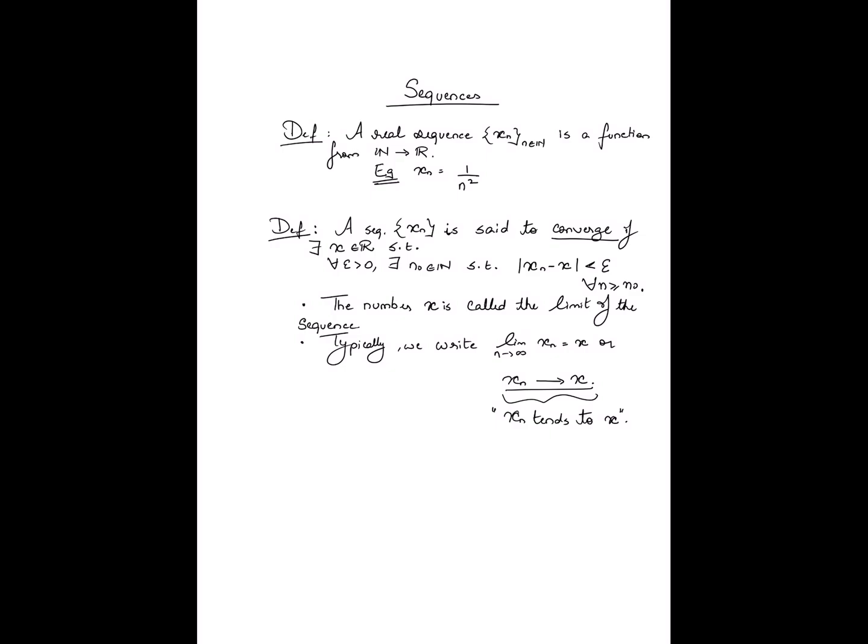Okay, so when I say xn tends to x, where x is a real number, I'm saying that the sequence converges, and I'm identifying explicitly what the limit is for you. Okay. Finally, on the same lines, a sequence that does not converge is said to diverge.